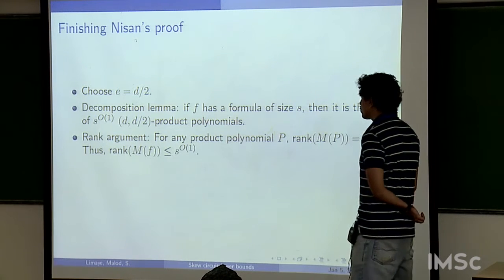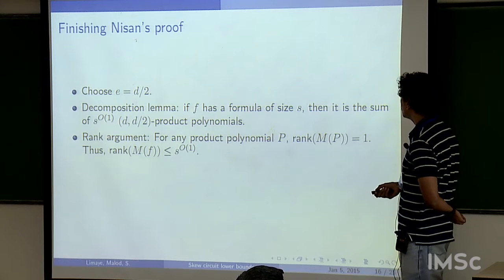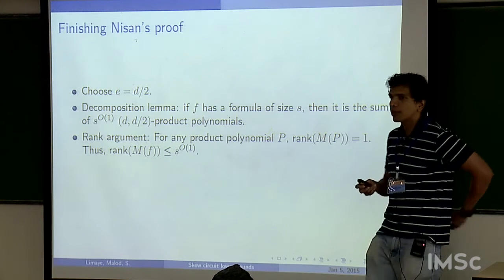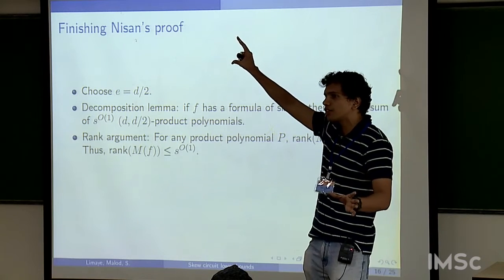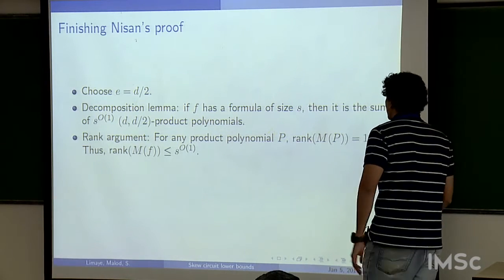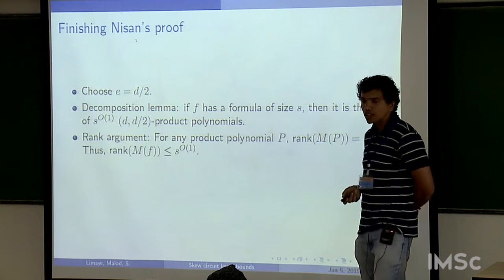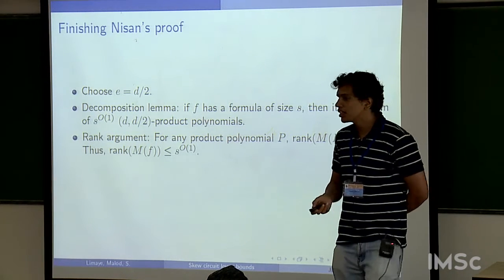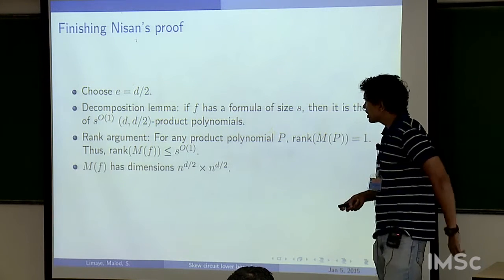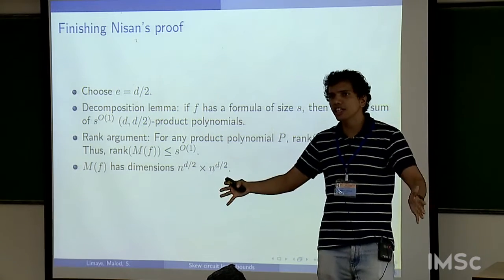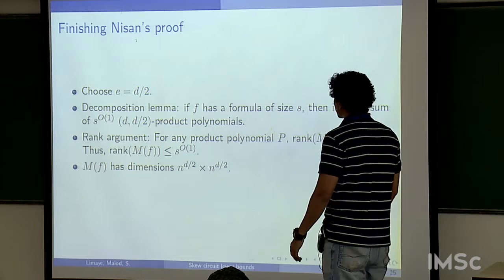The rank argument that we saw tells us that for any of these d by 2 product polynomials, the rank of this matrix, where the rows are labeled by monomials of degree d by 2 and the columns are labeled by monomials of degree d by 2, is going to be 1. In particular, the rank of the matrix corresponding to f, the polynomial that has the small formula, is at most polynomial in s. Okay. So note that this is an exponential size matrix. Right? It's an n to the d by 2 cross n to the d by 2 matrix. Huge matrix. Rank at most polynomial in s.